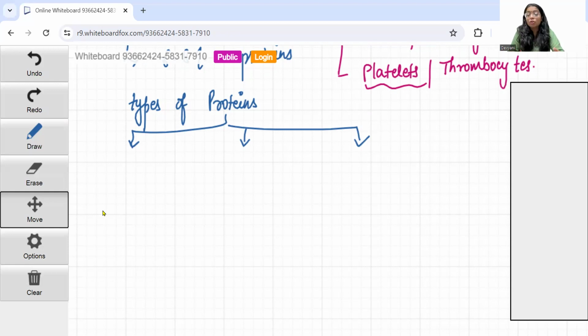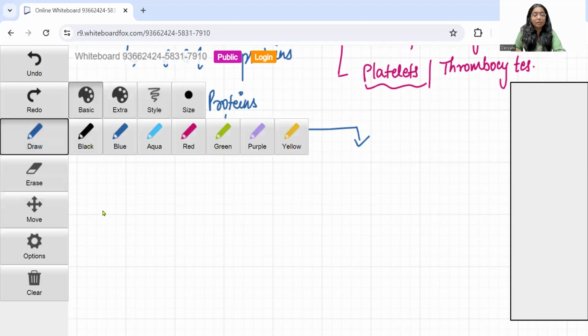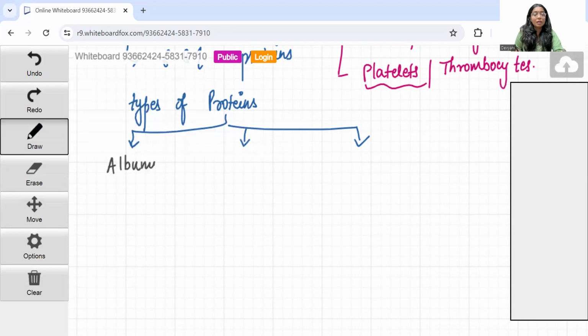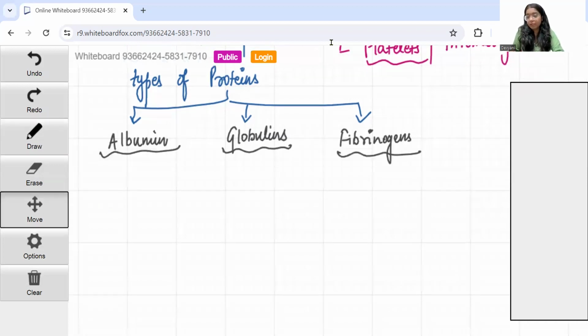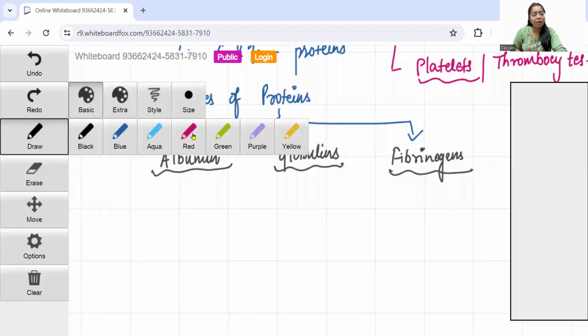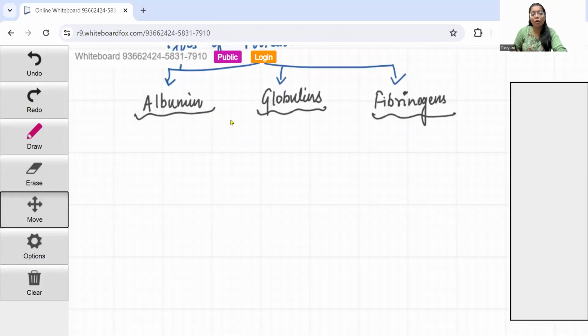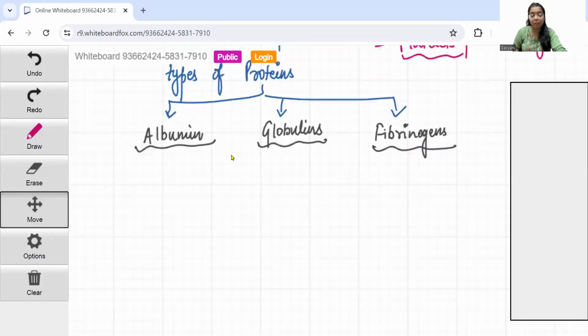So the different types of proteins which we see in the plasma are three different proteins: number one is albumin, then we have the globulins, and then we have the fibrinogen. I'll write it again for you. Right? So we have fibrinogen. Now all of these proteins are going to perform different functions. Now let's continue and understand the functions of all these three proteins which are present in the plasma.